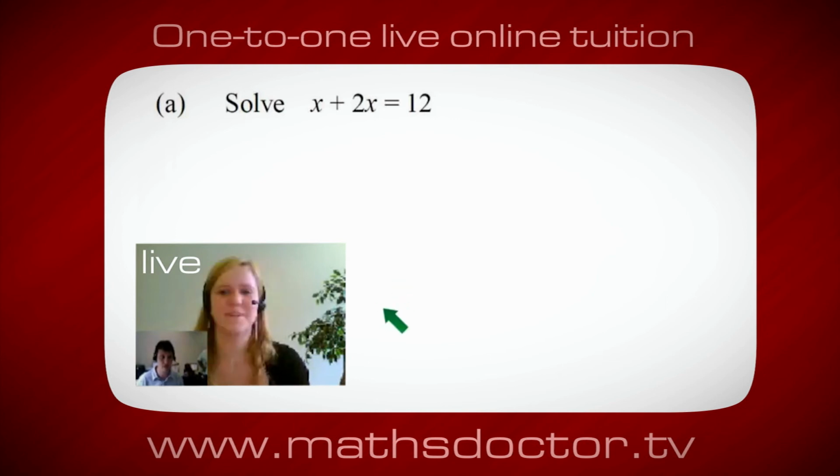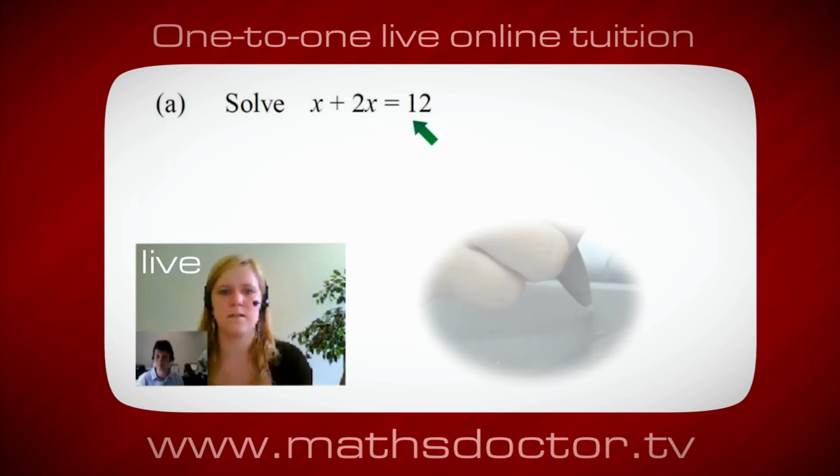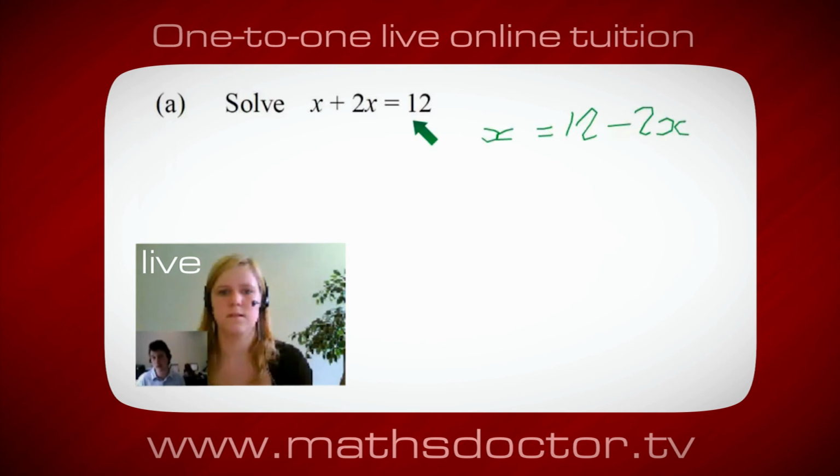So let's have a look at this one. Solve x plus 2x equals 12. So what do you think you do first? Okay, well, I want x on its own, so I would put x equals 12 minus 2x. Okay, so a lot of the time we want to get x by itself, but what we want to do first is get all of these x's together. So can you see anything we can do with this? Get all these together in one place.